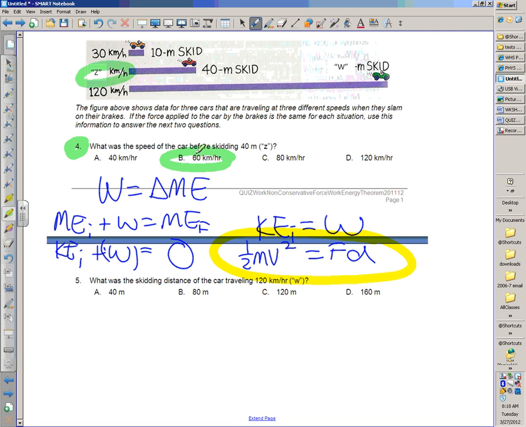Okay. The next one's a little bit trickier. For number 5, it says skidding distance of the car that was traveling at 120. Right? How much faster is that car going than the first car? 30 to 120? Oh, 30. You're still looking at the difference. Yeah, so it's 4 times bigger, right? So this one, 4 times bigger than this one.